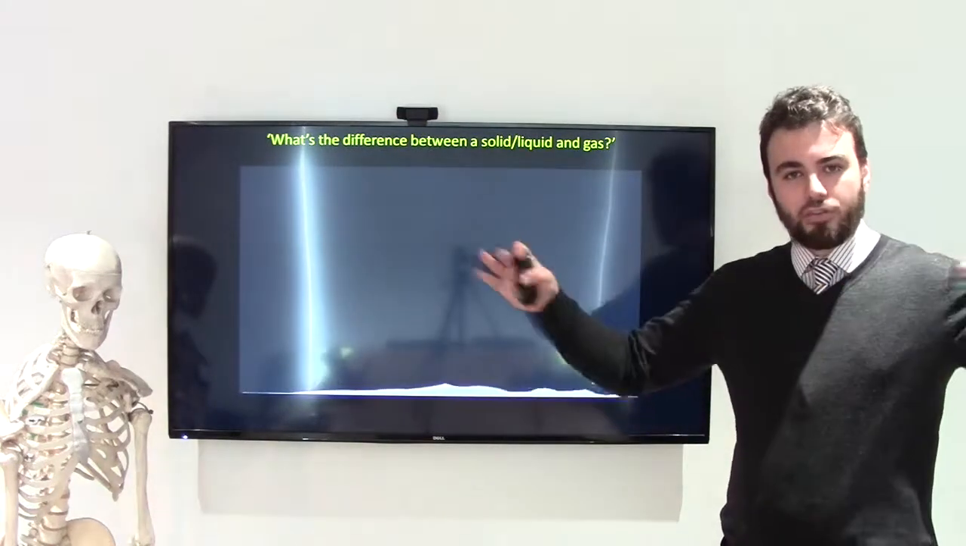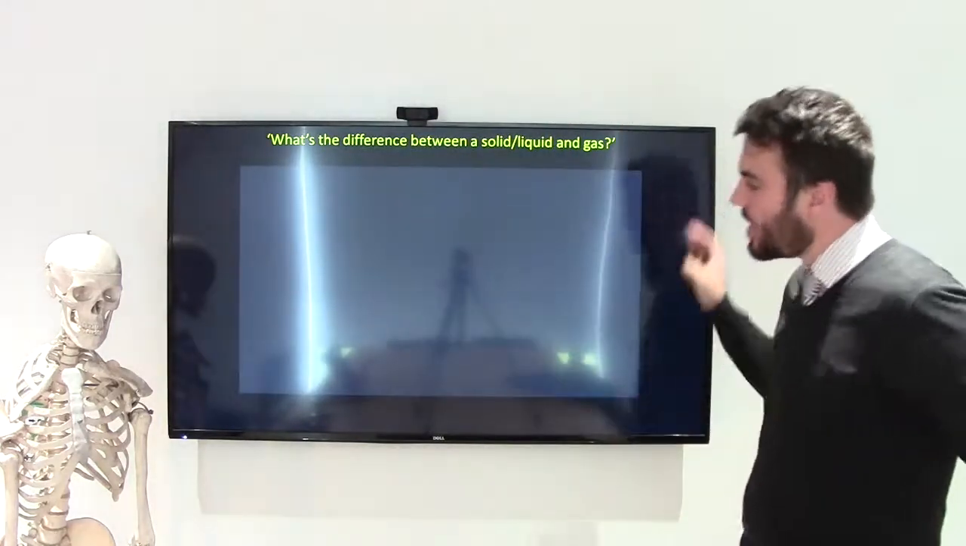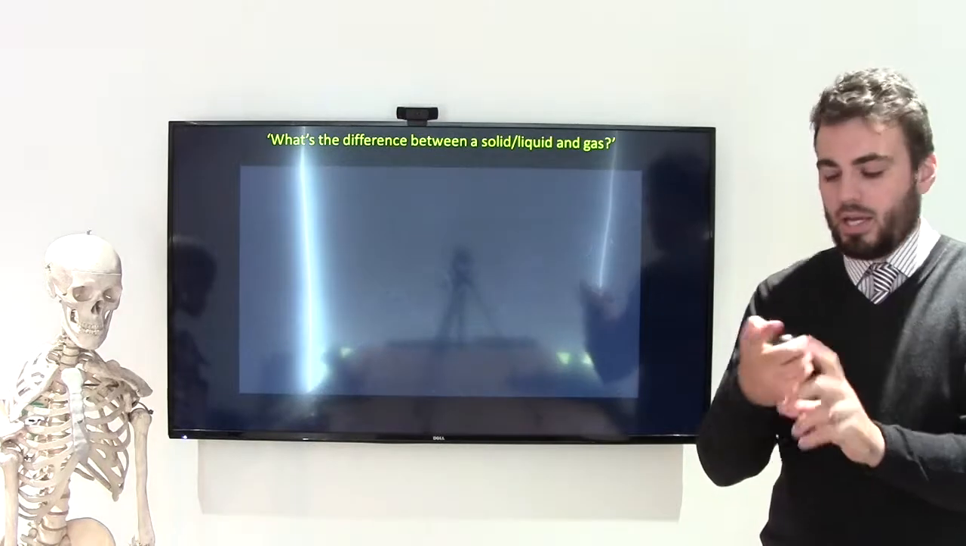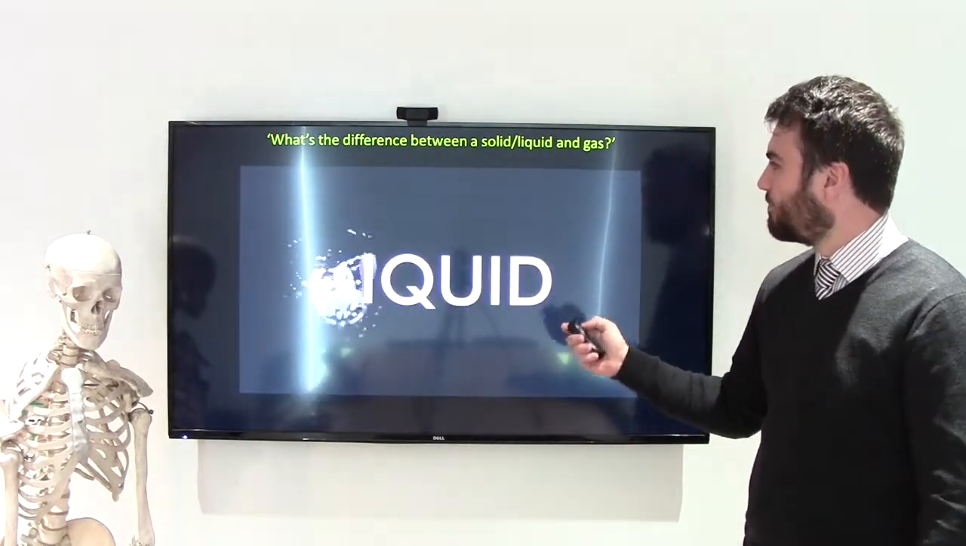Gas. Now gas, they're much further apart, roughly 10 times further apart. They take up the entire shape of the container. They move fast and they move randomly. Okay, get those key things. We're not going to talk about plasma, we just need to know about those three.